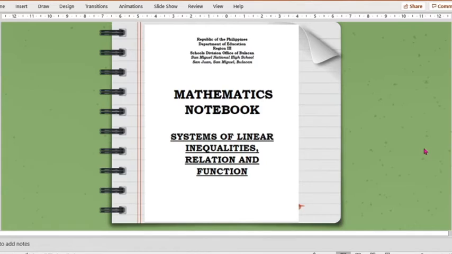Hello! So today I'm going to teach or discuss what I made in my mathematics notebook, where I combined the lessons on systems of linear inequalities, relations, and function.